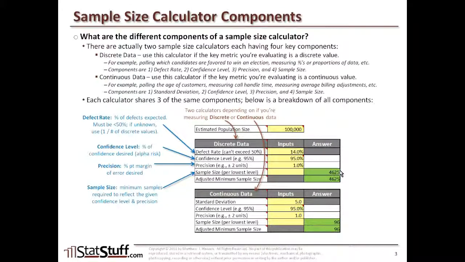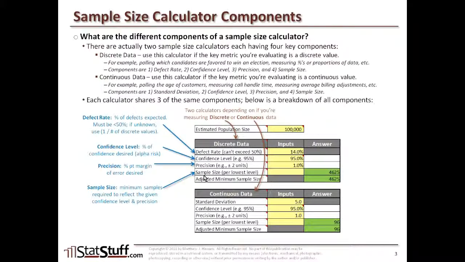So for each level, and if you happen to have, like in the US, 50 different states, that's 50 different levels. And you'll need to collect at least 4,600 samples for each of those states in order to be, again, 95% confident with that same level of precision. So just be very careful in using this.